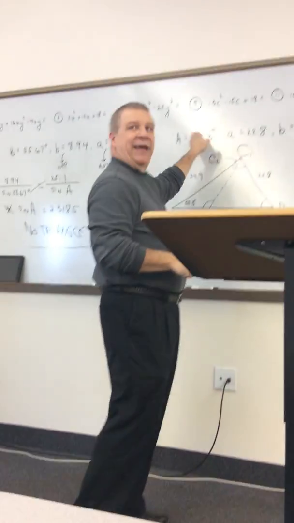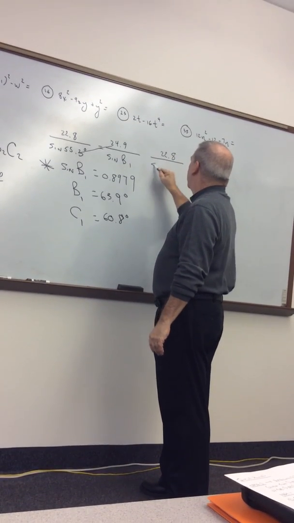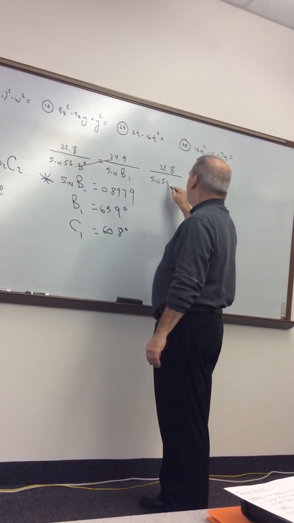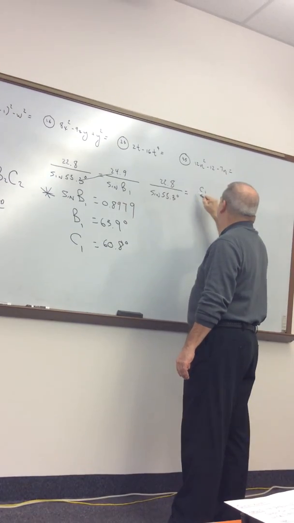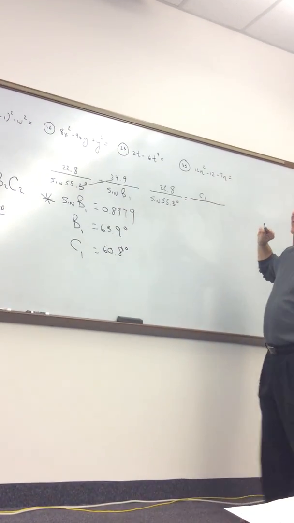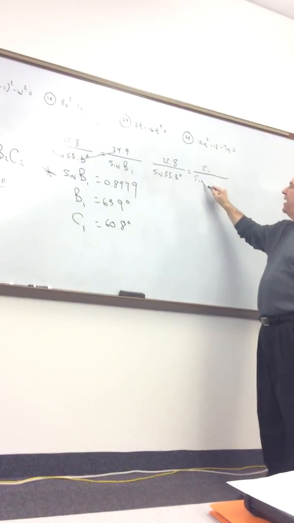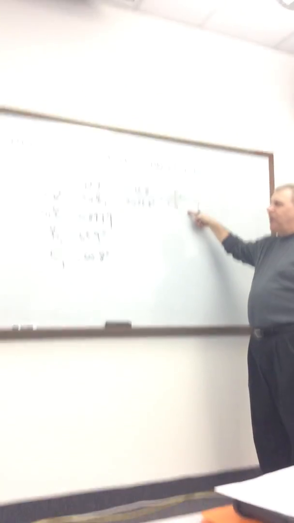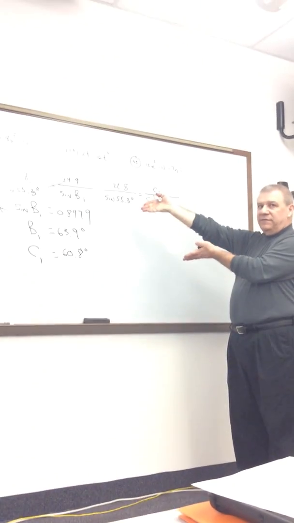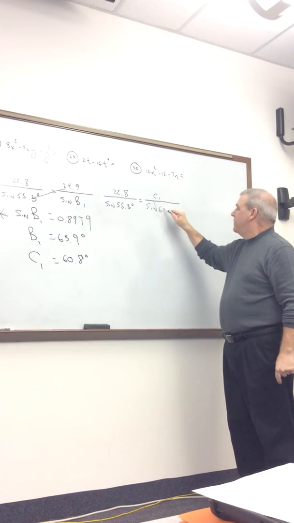Now what are you going to use? You're still going to go with the A over sine of A because you know both of those. So 22.8 over the sine of 55.3 equals side C sub 1 over the sine of what? A over sine of A equals side C sub 1 over the sine of Ethan. 60.8. Right there.